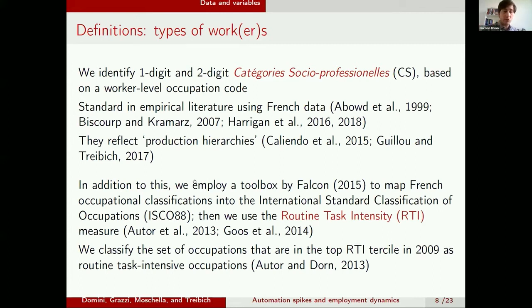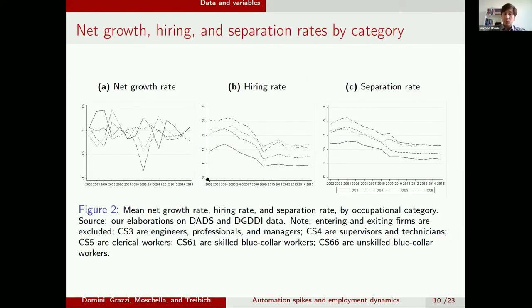And after doing that, we are able to match ISCO occupation codes to the values of the routine task intensity index that were calculated for European countries by Goos et al. 2014. The routine task intensity index shows the routine content of a job, and therefore the potential to be threatened by routine-biased technological change. And it was originally elaborated by Autor et al. 2003. And as you can see, different types of workers are characterized by different net growth rates and different gross worker flows, so hiring and separation.